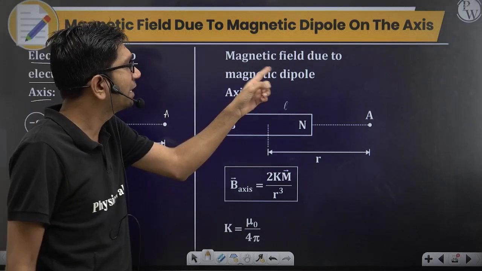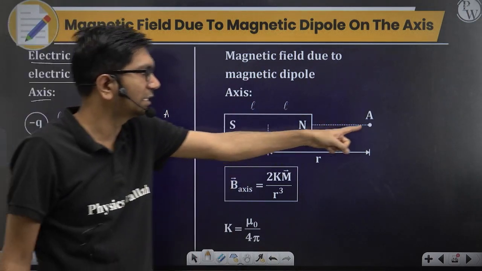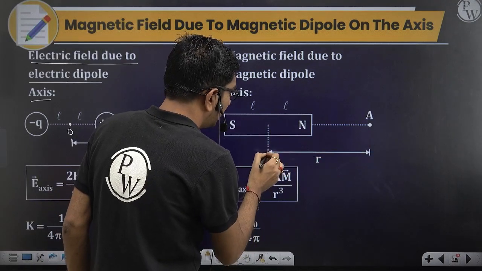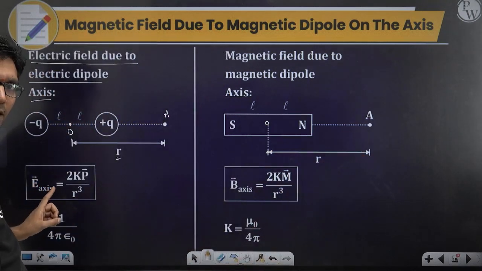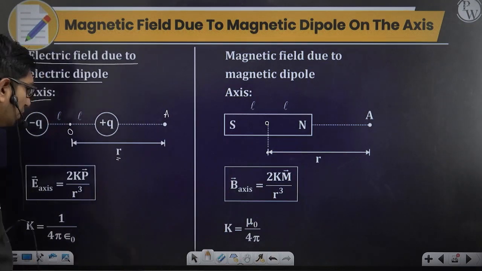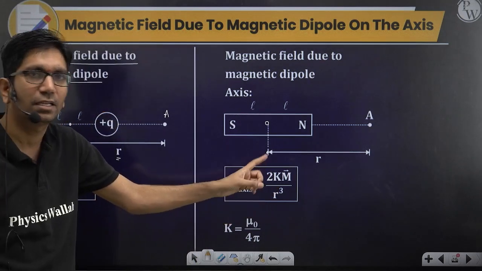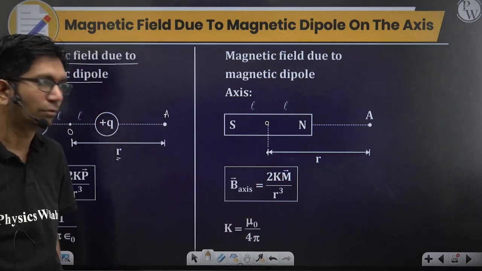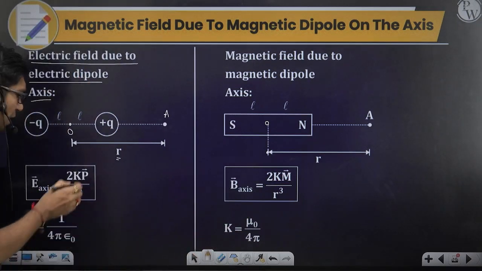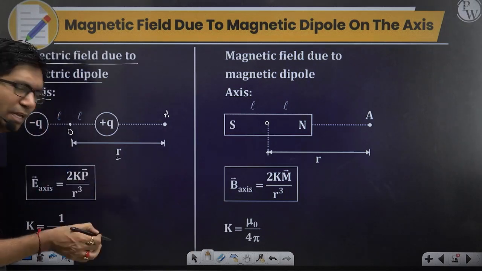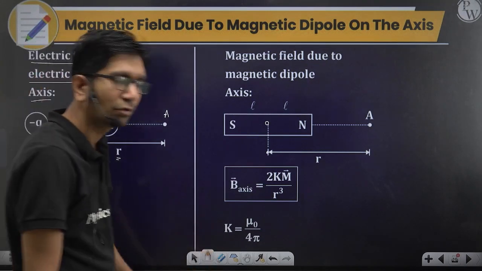Now, magnetic field due to a magnetic dipole. In place of the electric dipole, I have taken the magnetic dipole. The axial line is this one, and the distance from O to this point B is r. Here we had the electric field, but here we have to take the magnetic field. The formula we got there was 2kp by r cube, and here it is 2kM by r cube. In place of p you write the capital M. Here k is mu naught by 4 pi. Just remember, the formulas are the same. Just replace p with M. Only the k value is different: here it is mu naught by 4 pi.